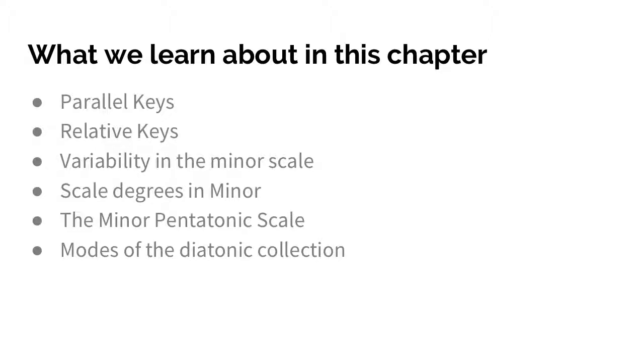So what we're going to be learning about in this chapter are parallel keys, relative keys, and these are talking about parallel and relative minor keys, the minor scale, scale degrees in minor scales, and the minor pentatonic scale. And then we'll also be talking about the modes of the diatonic collection. In this video, I'm going to talk about it, but on the AP theory exam, you do not need to know about modes, but they're really cool and really interesting to talk about.